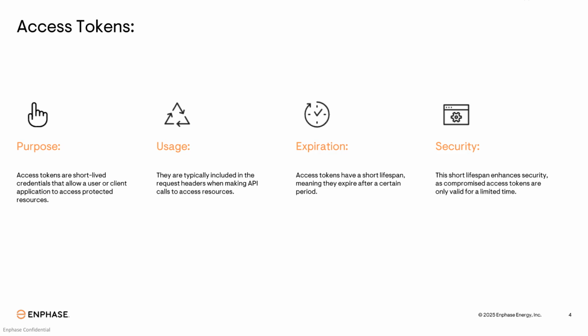The third category is expiration. Access tokens have a short lifespan, meaning they expire after a certain period. And the fourth category is security. This short lifespan enhances security, as compromised access tokens are only valid for a limited time.